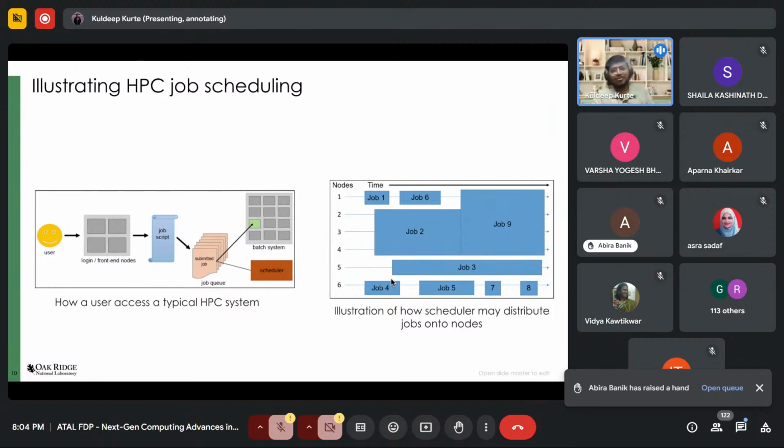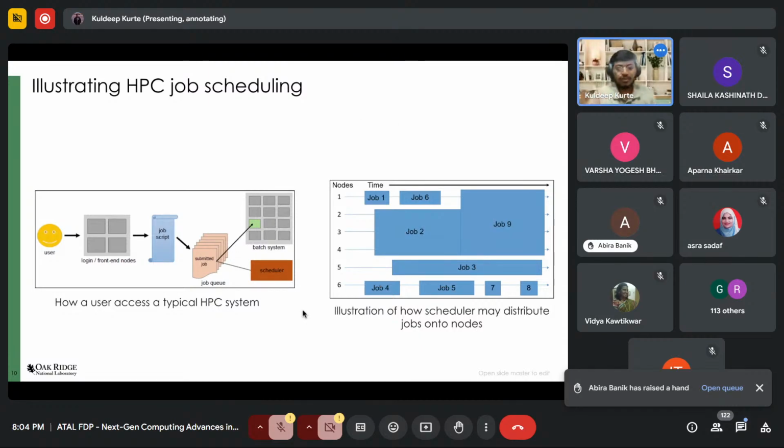Now on the right side, you see that there are a total of 8 or 9 jobs that I'm showing, and you can see that there are 6 nodes. For example, job 1 needs only one node, so it was assigned to node 1, while job 2 was assigned, after some time, to nodes 2, 3, and 4, because job 2 might be needing three nodes in the system. And this is how it looks when multiple users submit jobs onto the supercomputer.